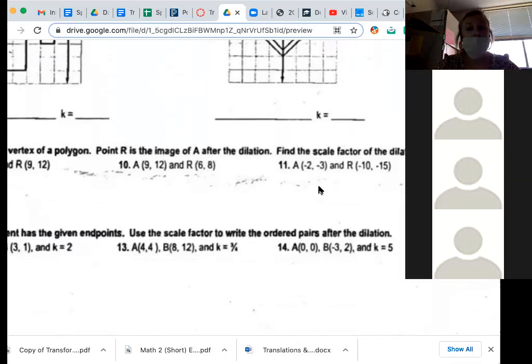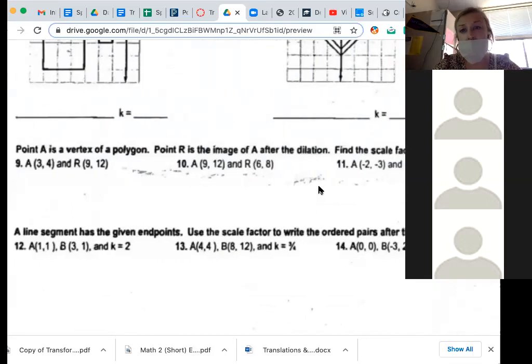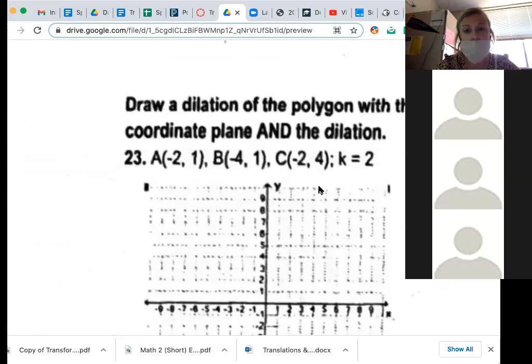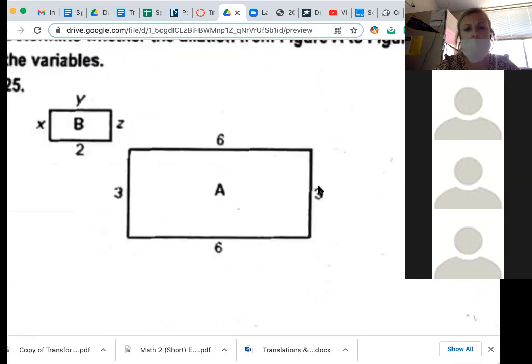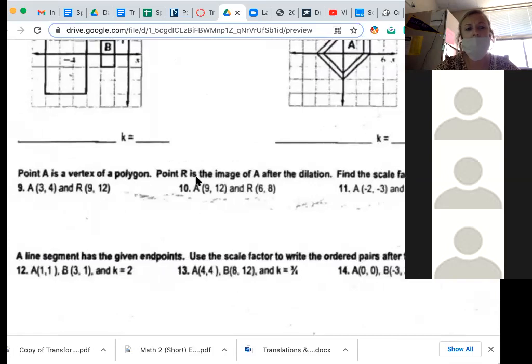Find the scale factor. Let's do one of these just to make sure y'all are good. And then I think after this example, y'all really should be good to go work. Draw a dilation. Y'all should be able to do that, I think. Maybe we should do one just in case. All right, let's do 10 right here.